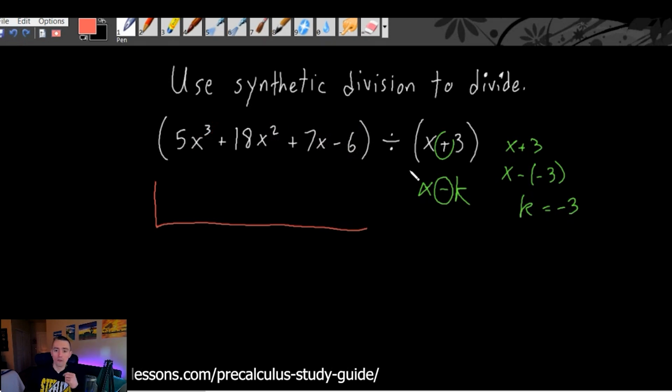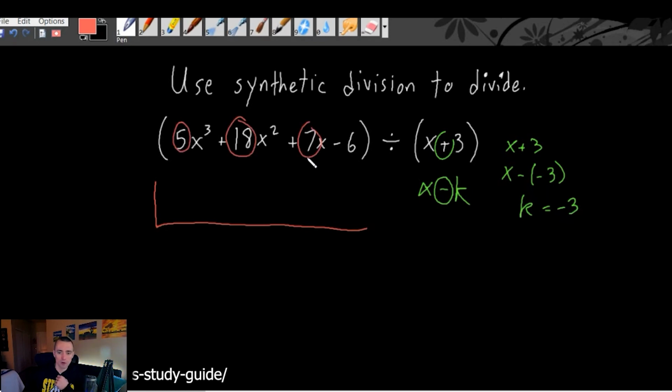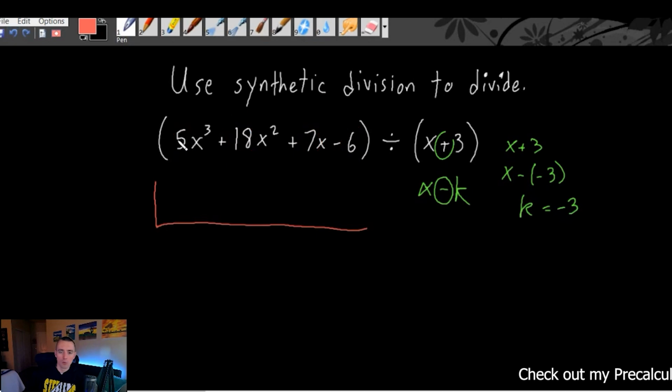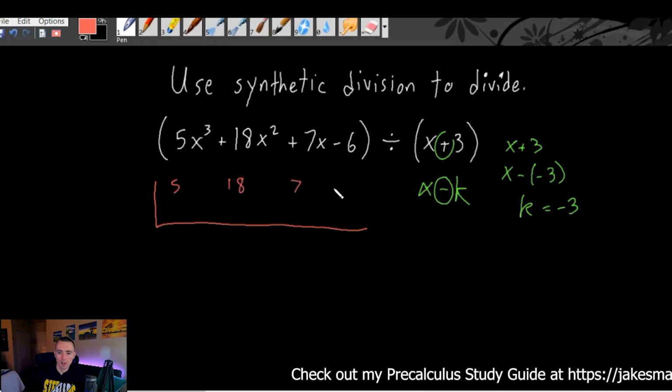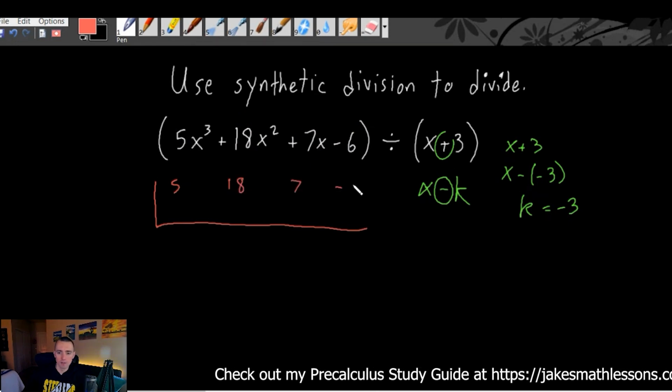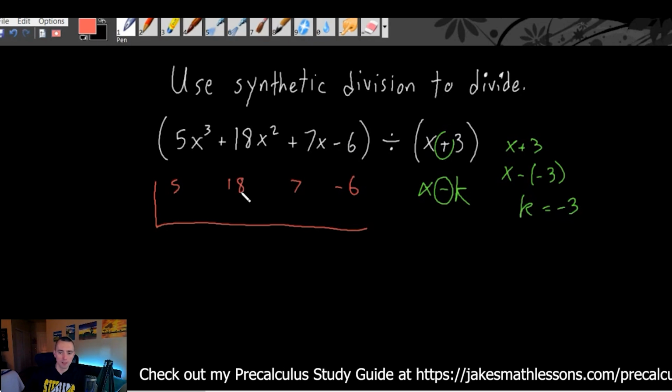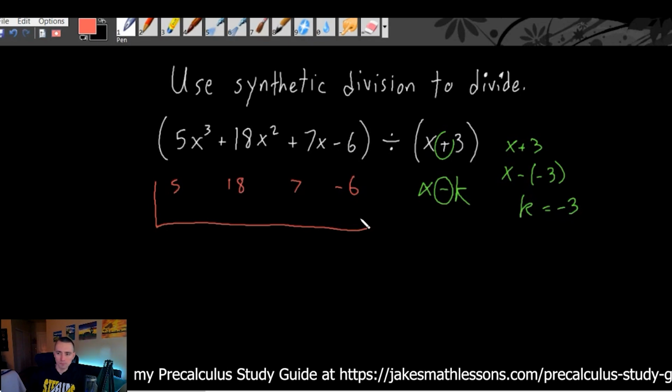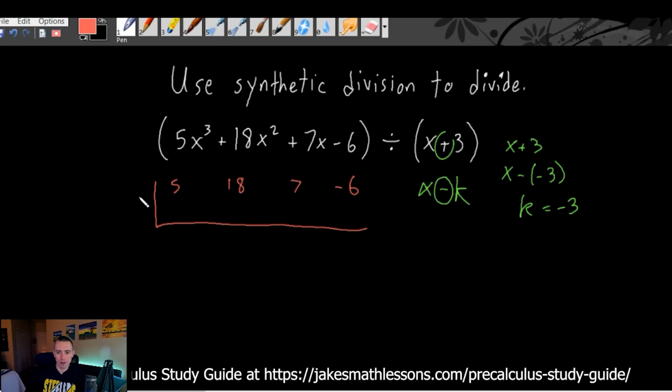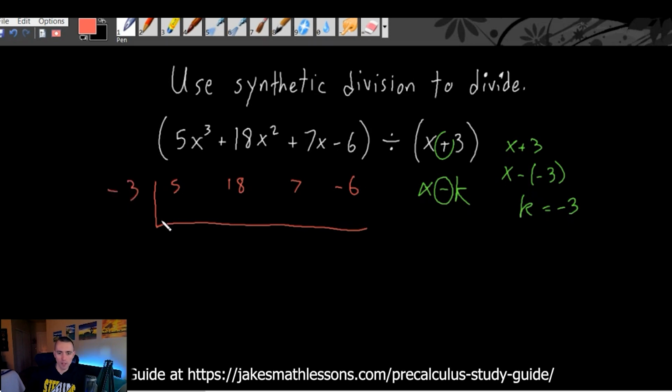Once you've confirmed that it's in that order, you can take the coefficients of each of those terms and write them in this little L-shaped division curve. So we're going to take 5, write it here, 18, write it here, 7, write it here, and then negative 6, write it here. Be careful, make sure the sign lines up with the numbers you write here. And then we're going to write our k over here. So we're going to write negative 3 over here.